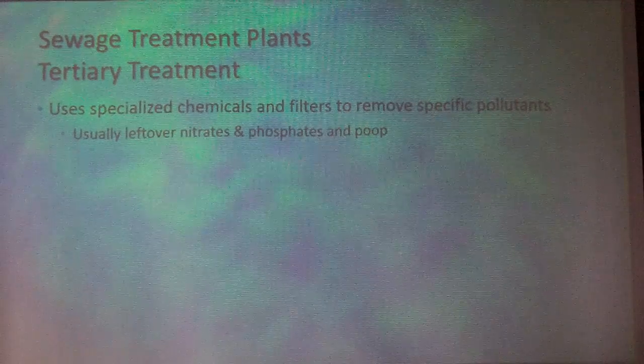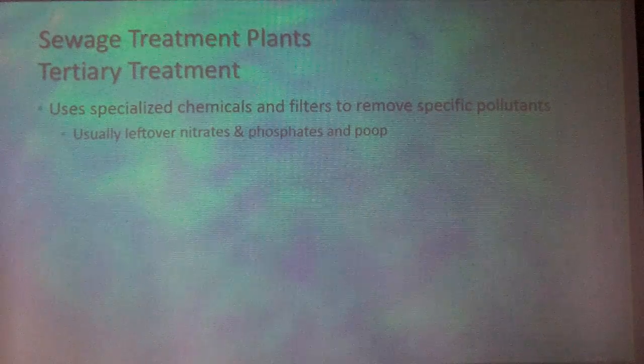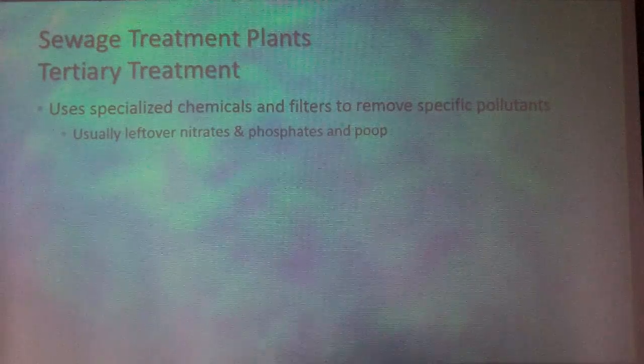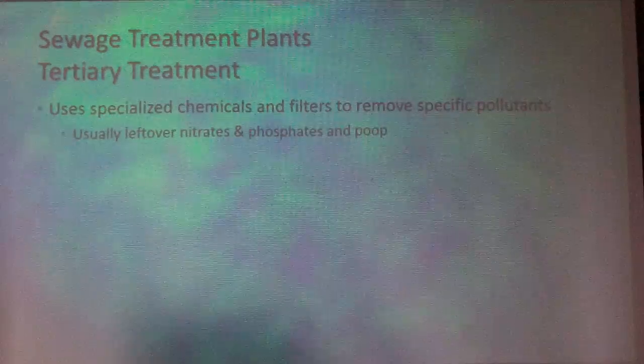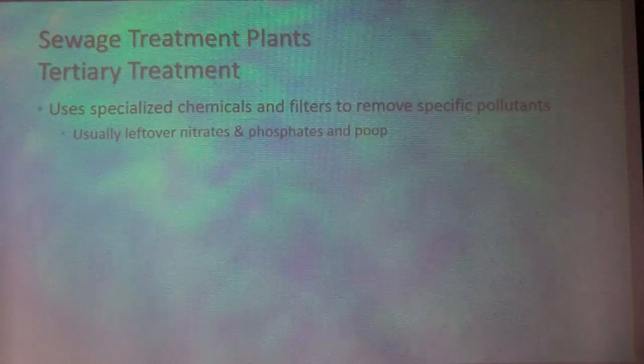Most of the time, if the nitrate levels are still too high, even after the primary and secondary, we'll use it to remove nitrates and phosphates, okay? But like up in the Northeast, which is the industrialized section of the United States, they'll use it to remove industrial chemicals.